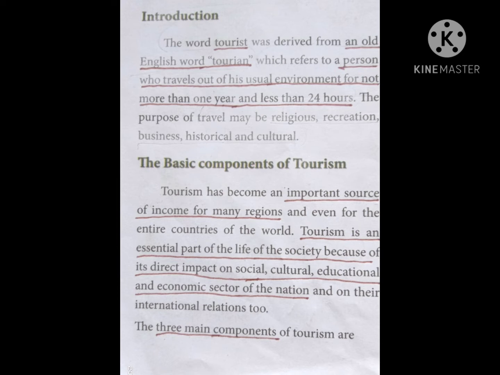The word tourist was derived from an Old English word turian, which means a person who travels out of his usual environment for not more than 1 year and not less than 24 hours. So if a person travels to some other place, not for more than 1 year and not below 24 hours, this is called a turian.